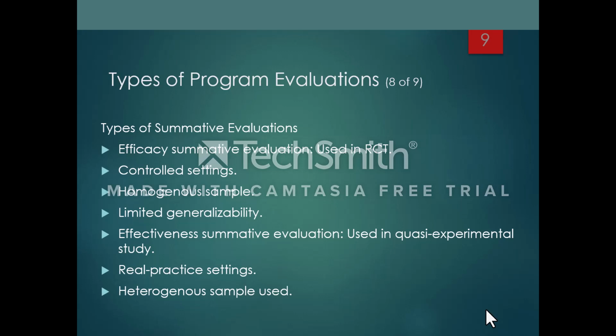Effectiveness summative evaluation is used to evaluate effects of an intervention which was used in a quasi-experimental study. So this is where people are not randomly assigned to treatment conditions or control group, or there is no control group. This evaluation is also used to provide evidence of the impact of a program delivered in real practice settings.